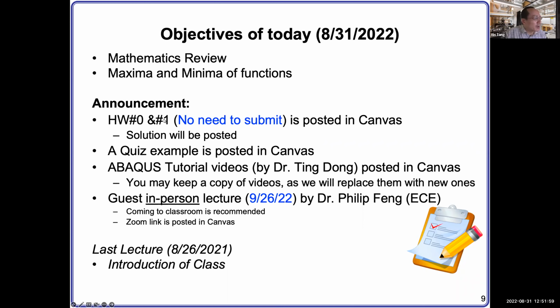For homework number zero and number one, we already posted them on the Canvas. Homework zero is mainly on mathematics, so we don't need to post a solution. The problems are quite simple, and many of the solutions are in the class slides. You can practice that. Homework number one is on the direct method.